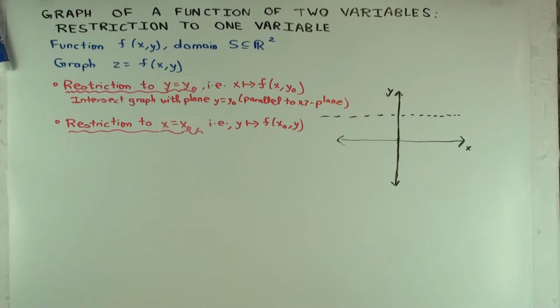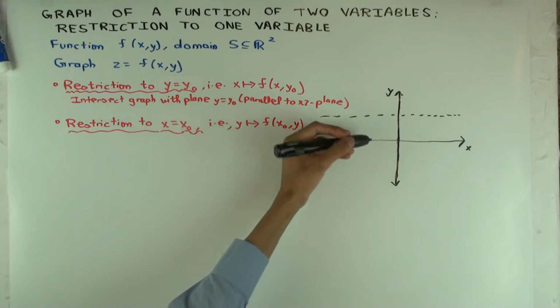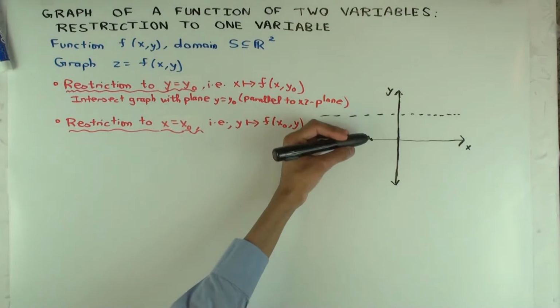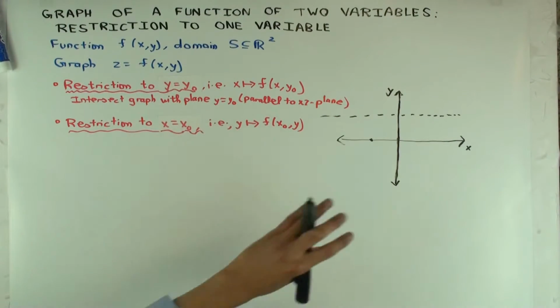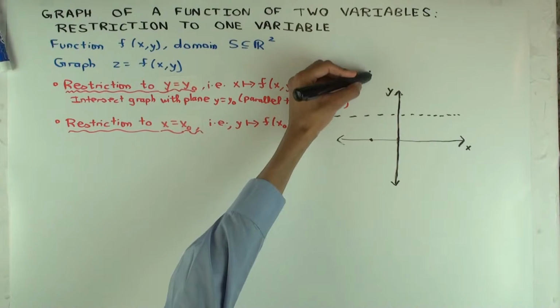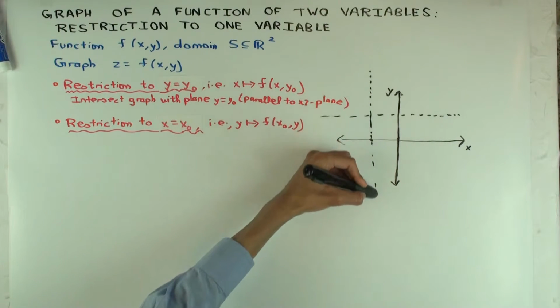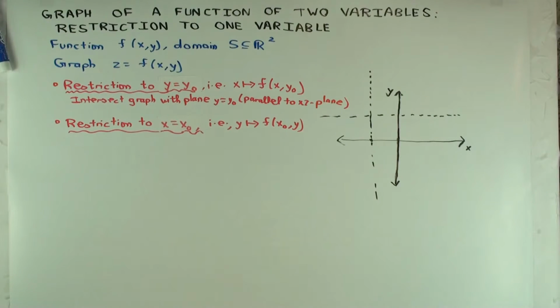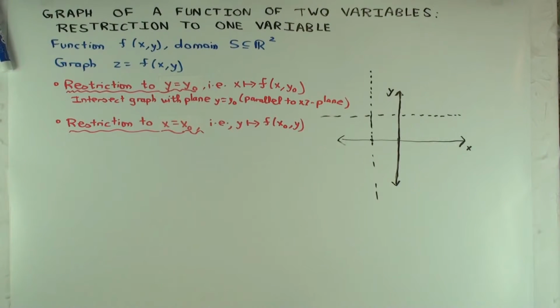Okay, what about the other case, restriction to x equals x naught? So let's say x naught is this number here. So what does the line x equals x naught look like in this plane? The line x equals x naught will be a vertical line. Yes. Now what would the graph of the restriction look like in terms of the graph of the original function? Well, you'd have to intersect the graph of the original function with a plane. What plane would you intersect it with? x equals x naught.